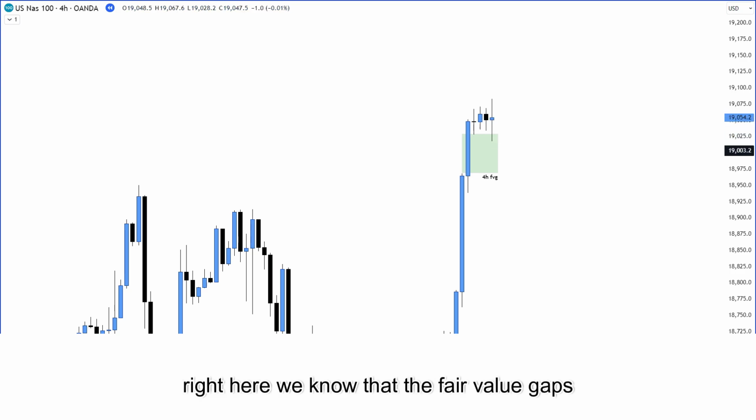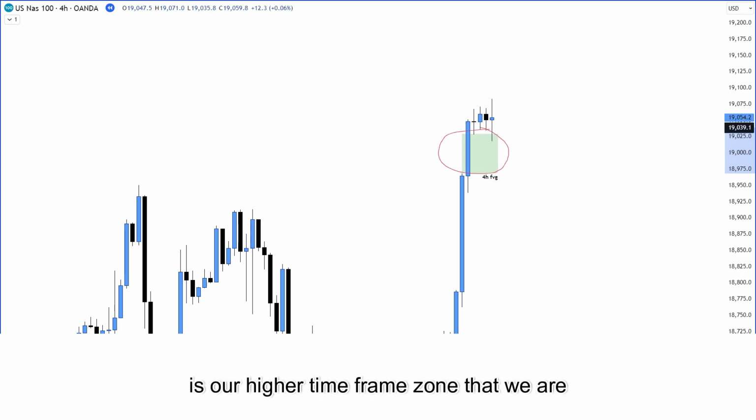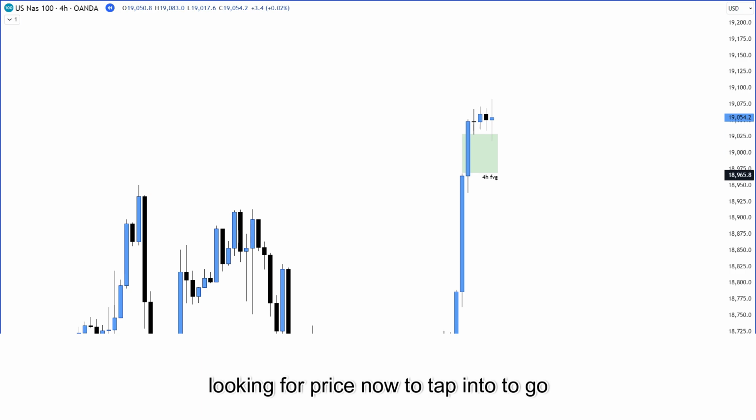Like right here, we know that the fair value gaps is the magnet of the market. So we see this right here, this 4-hour fair value gap. This is our higher time frame zone that we are looking for price to tap into to go higher.